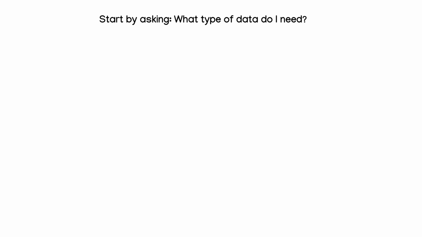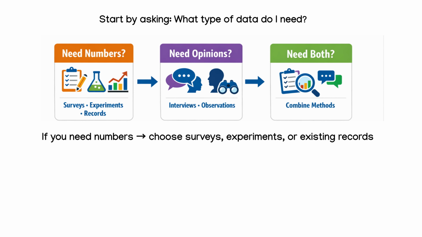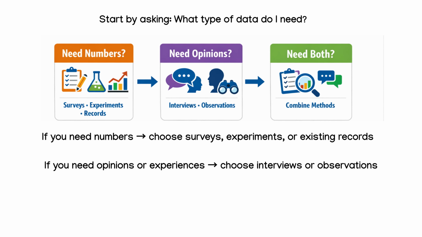Plan how you will collect data. Start by asking, what type of data do I need? If you need numbers, choose surveys, experiments, or existing records. If you need opinions or experiences, choose interviews or observations. If you need both, combine methods. Choose your method based on design.